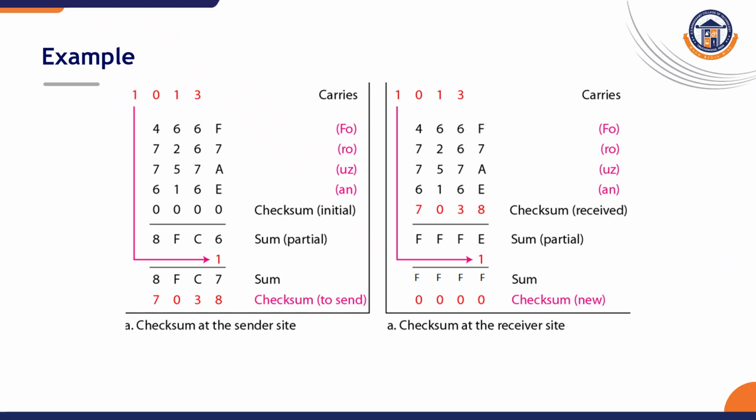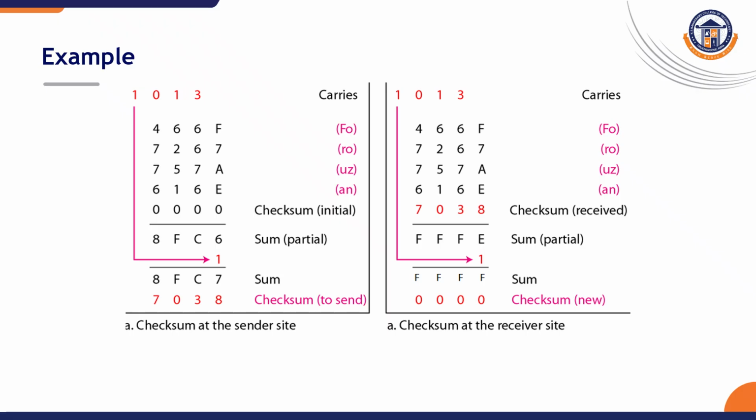This can be explained with the characters for Forouzan. They can be represented with ASCII numbers 46, 6F, 72, 67, 75, 7A, 61, 6E with the initial checksum 0000. We perform the addition operation for each column, and the leftmost bit 1 will be wrapped around. We get 6 plus 1 as 7. So 8FCF will be the sum. We perform the one's complement operation, so 7038 will be the new checksum, which will be sent to the receiver.